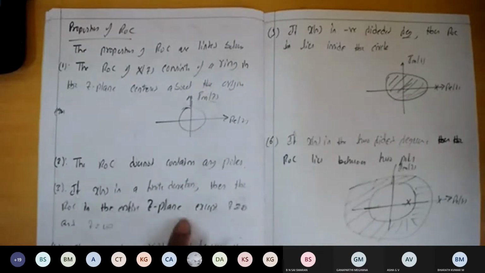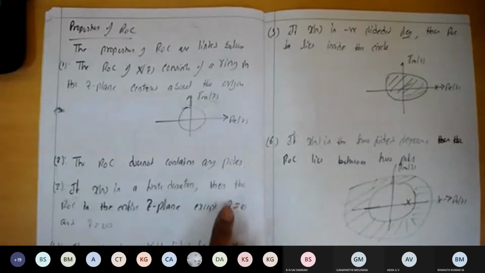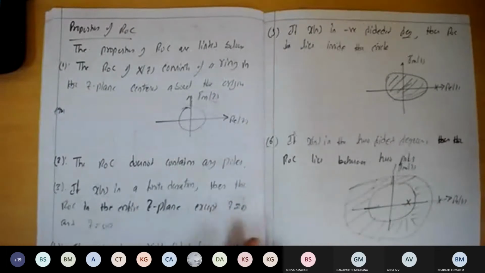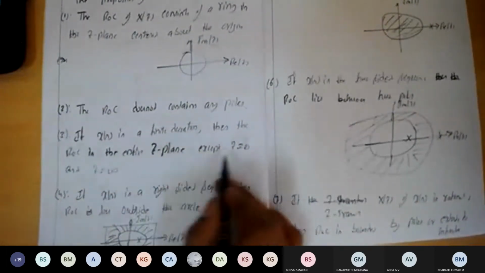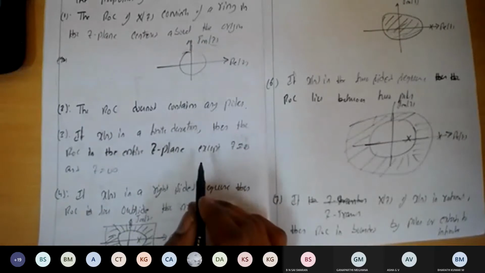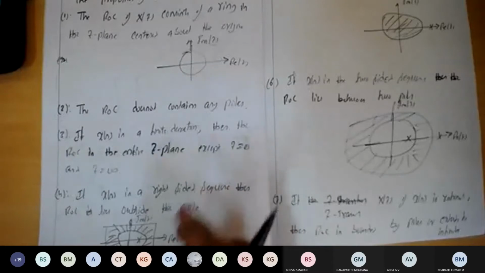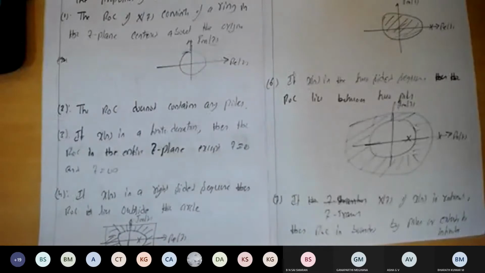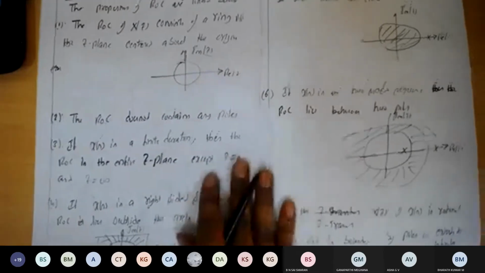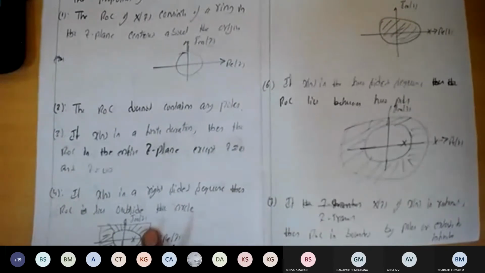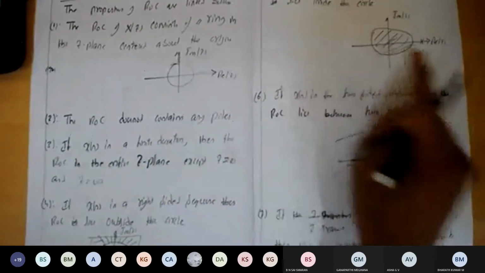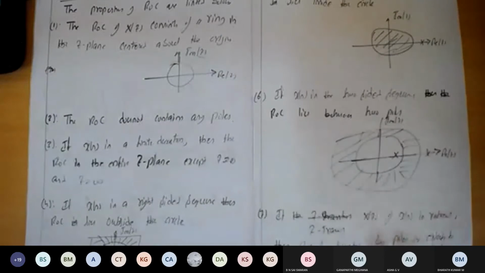Next, if x of z is a finite duration sequence, the ROC is going to be the entire z plane except z equal to 0 and z equal to infinity. For the positive sided sequence, the ROC is going to lie outside the circle. For the negative sided sequence, the ROC is going to lie inside the circle. And for the two-sided sequence, it lies between the two concentric circles, extending between the poles. So these are some of the properties.